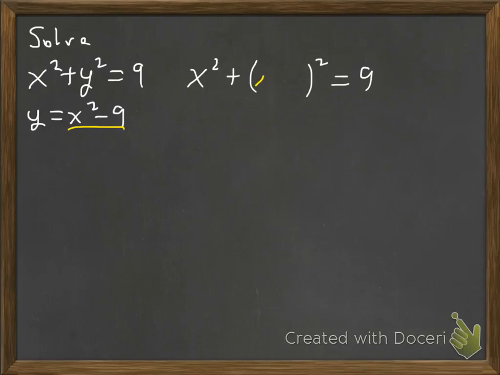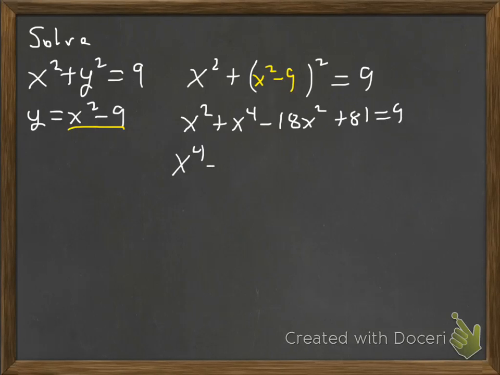Okay, we'll plug that right in, and then we'll go ahead and FOIL it out. So x squared times x squared is x to the 4th. X squared times minus 9 twice will be minus 18x squared. Minus 9 times minus 9 is 81, all equal to 9. So then we'll put the x to the 4th out in front, combine like terms, negative 17x squared, minus 9 from both sides, and that's going to be 72.